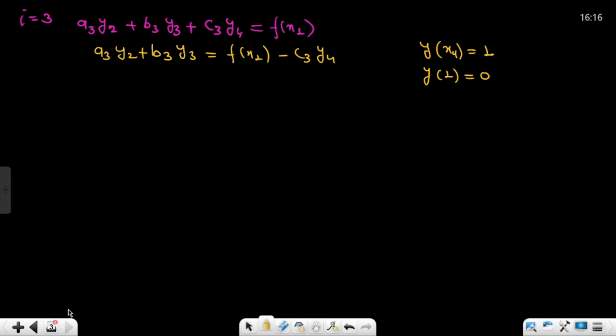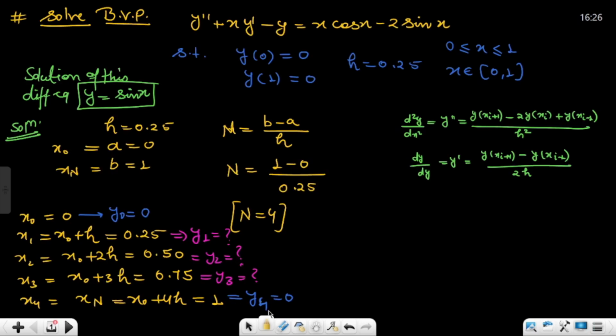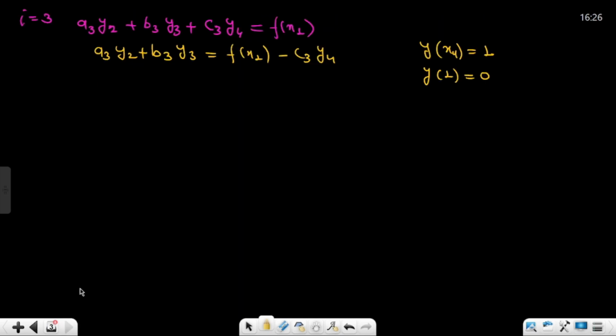Okay, let me check this boundary condition. y1 is equal to 0. So for this there will be a change. Wait, y4 is equal to 1, then change this to y4 is equal to 1. Then we will take this as the exact solution, so we'll compare with this solution. Now we have y4 is equal to 1. So basically it is a3 y2 plus b3 y3 is equal to f of x3 minus c3.